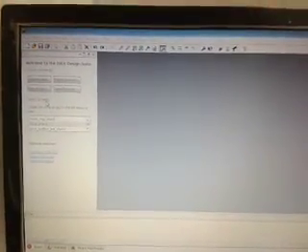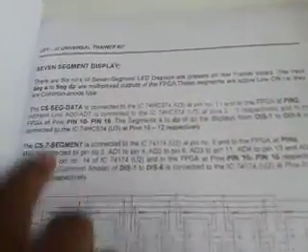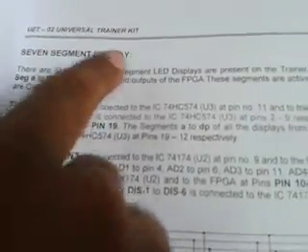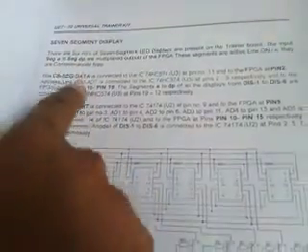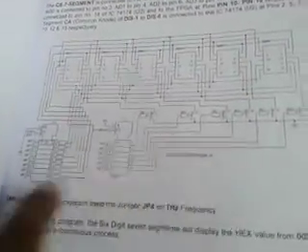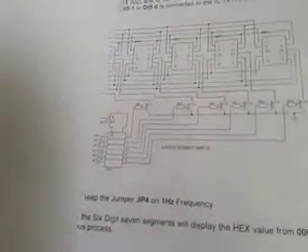Now we will see the application for 7 segment display. Open page number 14 in the manual, 7 segment display. This is the description, connection diagram and execution.